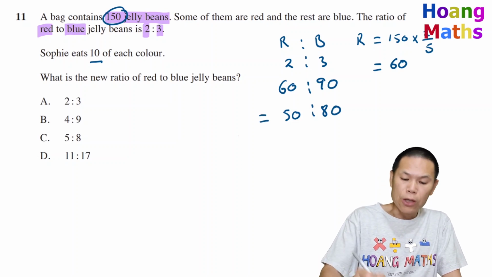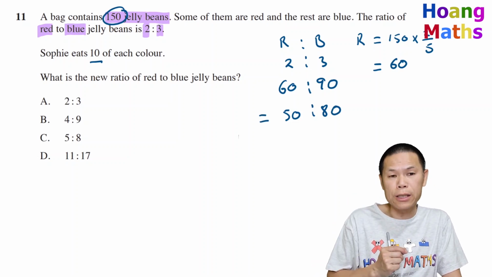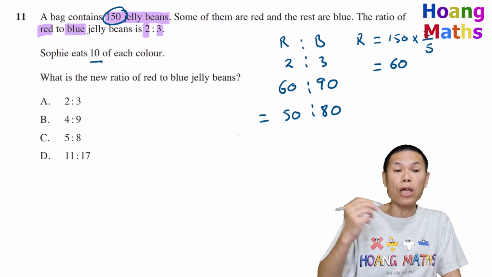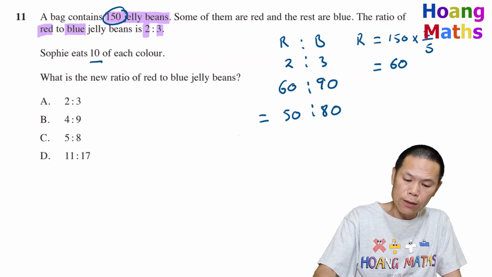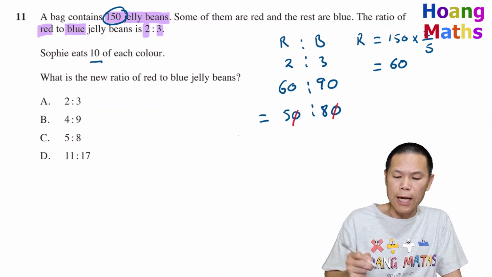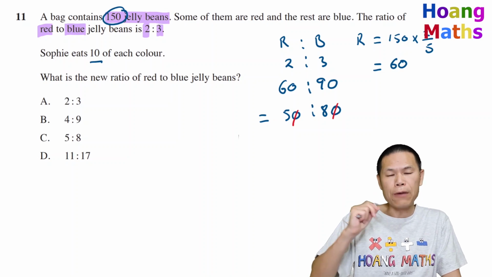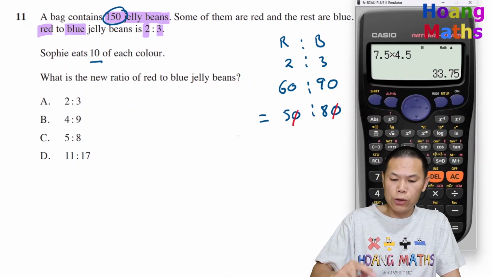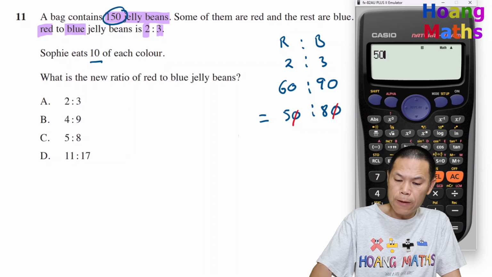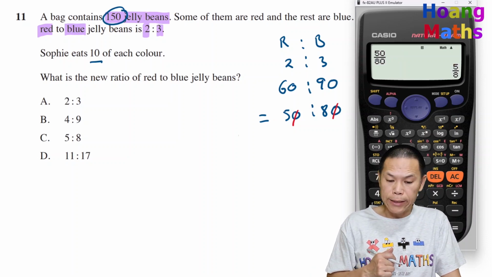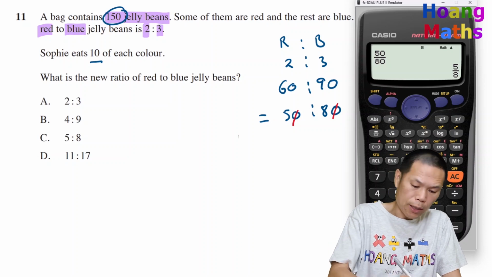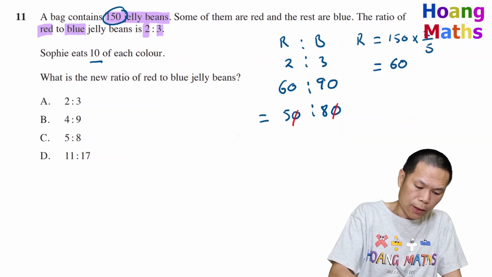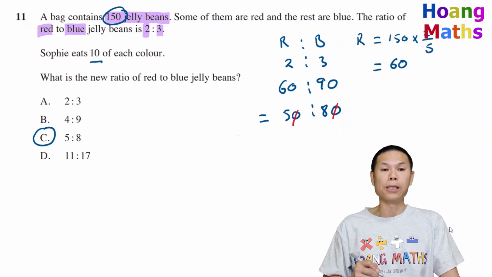So that's it. Now we can just simplify this ratio. You can put that on a calculator. Otherwise, you can just divide by 10 on both sides. So that is 5 to 8. Otherwise, you can just go 50 over 80. So there you go, 5 to 8. So the answer should be C. So there you go. So C.